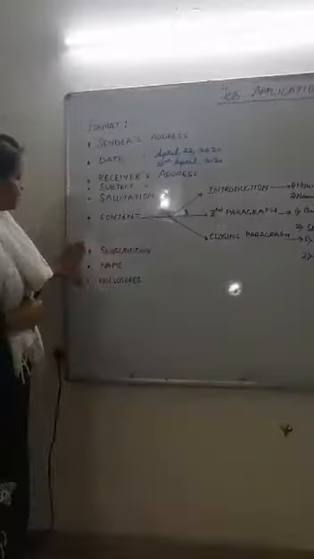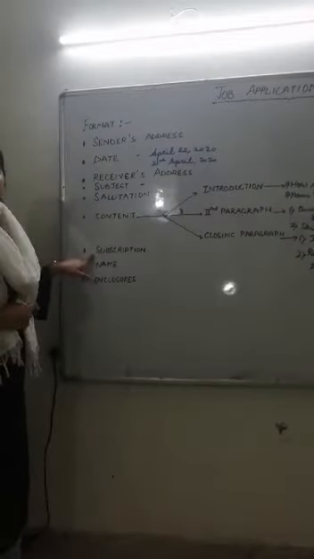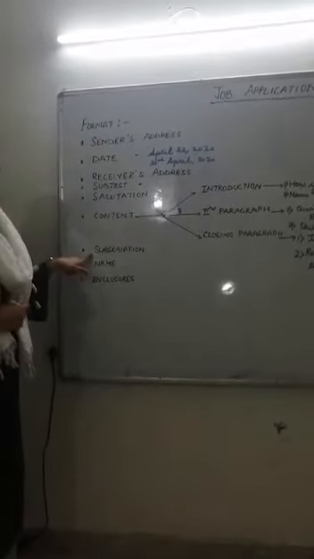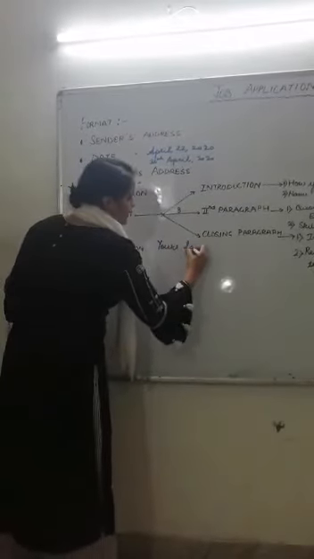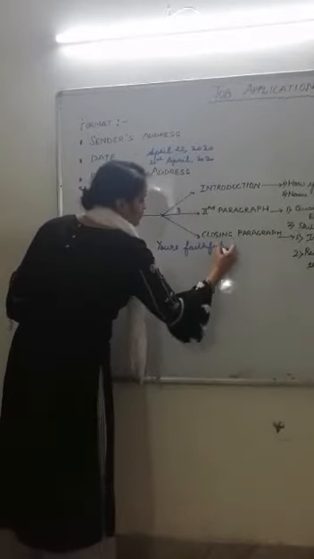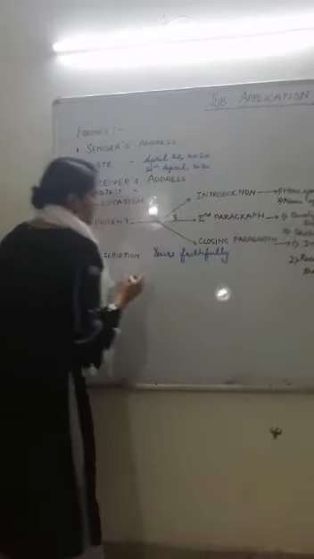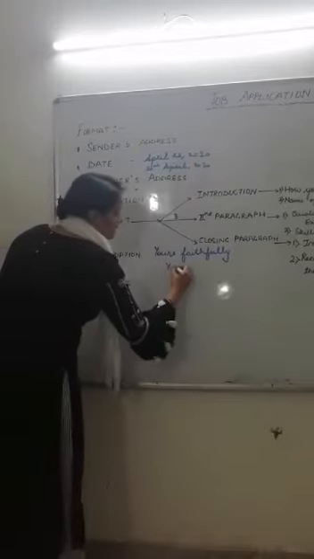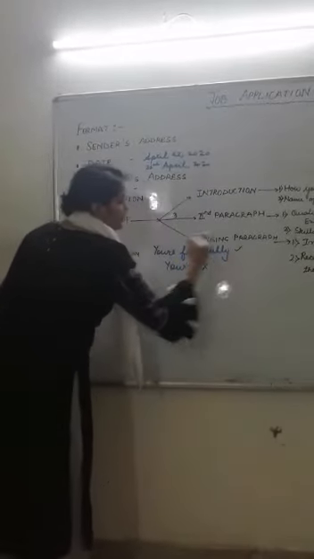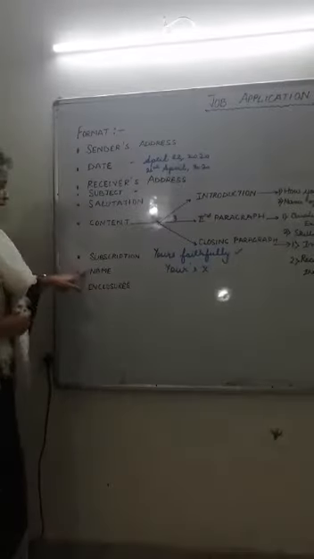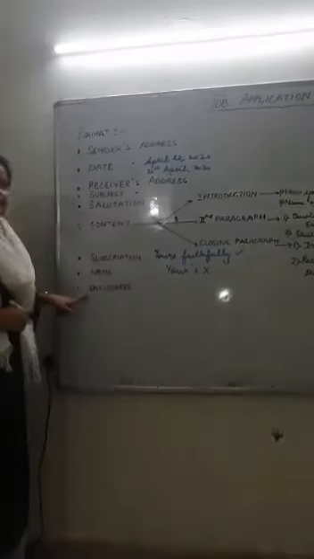Dear students, next we have the subscription. Here you will write Yours faithfully. Most of the students, dear students, please note down, it would be like this: Yours faithfully. Please note down, if you write Your's with an apostrophe S, it is wrong; this is right. Then you write your full name, and the last one is enclosures.